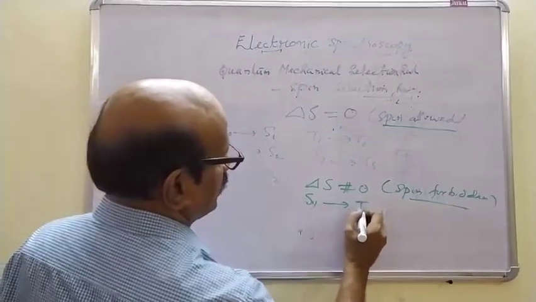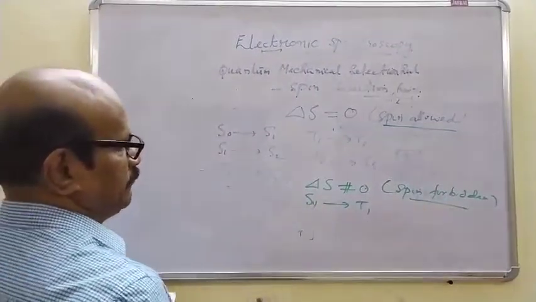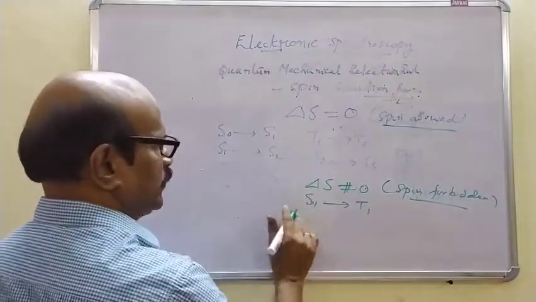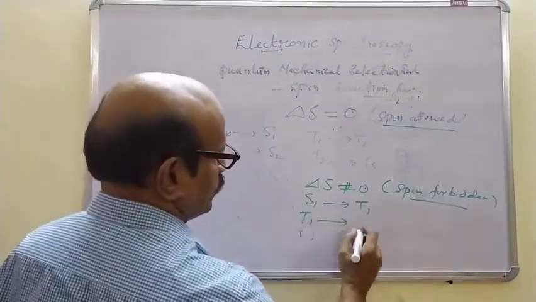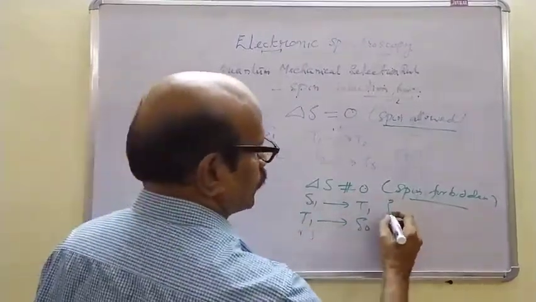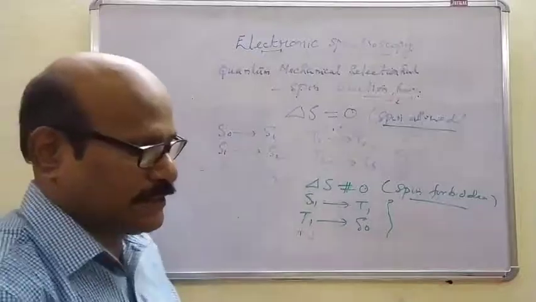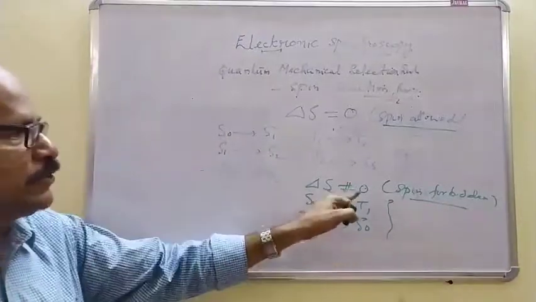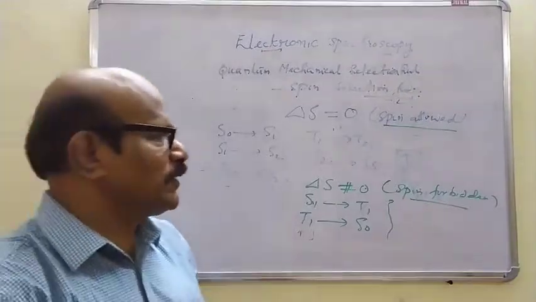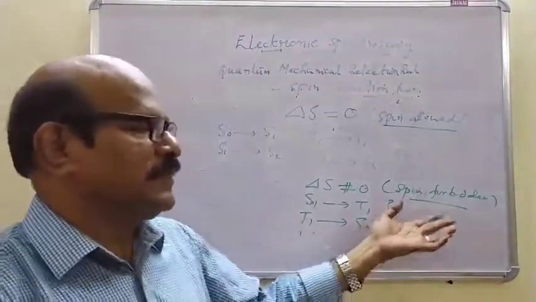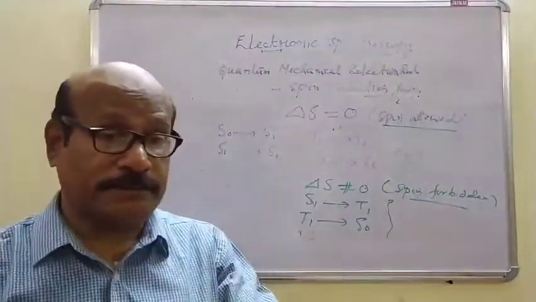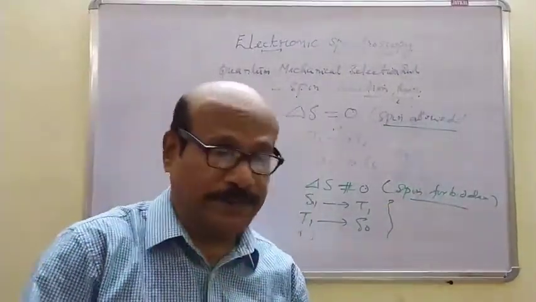S1 to T1 is spin forbidden, and T1 to S0 transition is also spin forbidden. All these are spin forbidden transitions because the transition takes place between two states of different spin multiplicity. But even though they are forbidden, quantum mechanically there is a probability of this process occurring at a slow rate, at a slow speed.